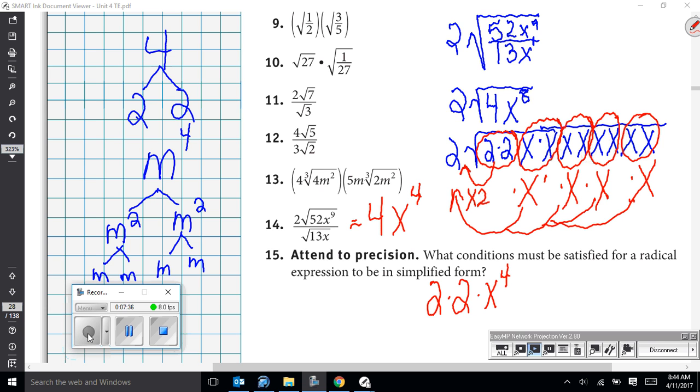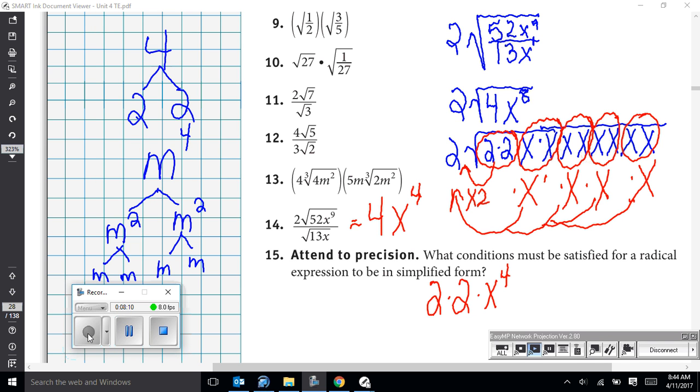All right, so now thinking about how we did number 13 and 14, looking at number 15, it says, what conditions must be satisfied for a radical expression to be in simplified form? Well, what are we doing here when we circle our groups? We're finding groups that match our index, correct? So here we didn't have anything left inside, right? So it was in simplest form.